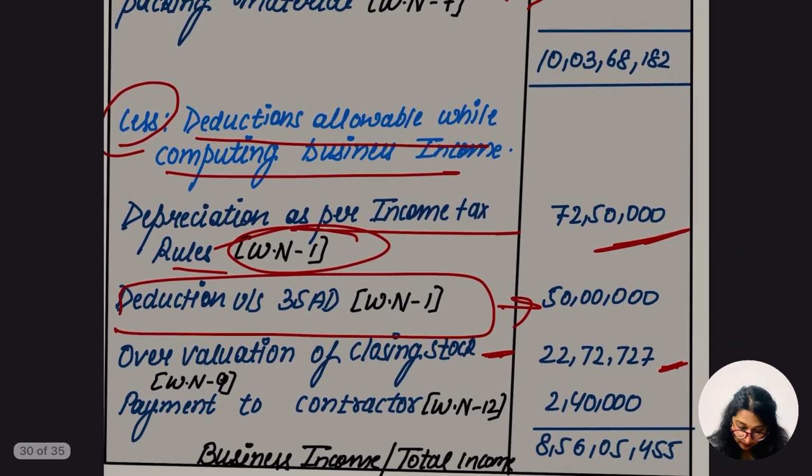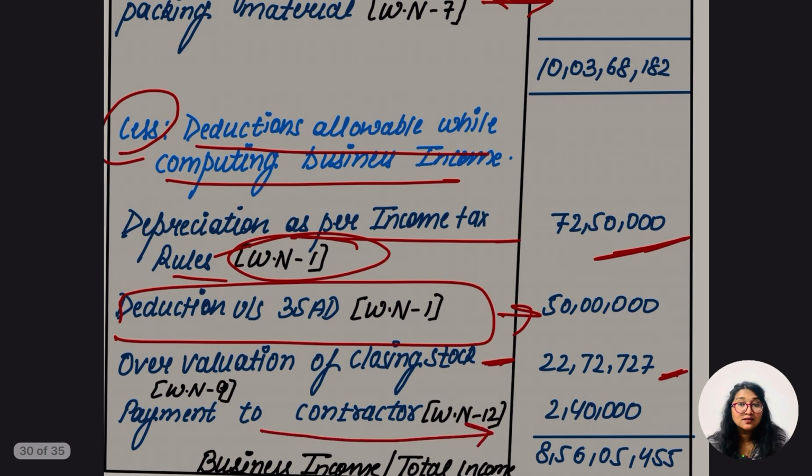So yes, this payment made to the contractor was remitted on that day. That's why 30% would be disallowed. Okay, so 2,40,000 is to be reduced, to be deducted. So yes, we have 2,40,000.